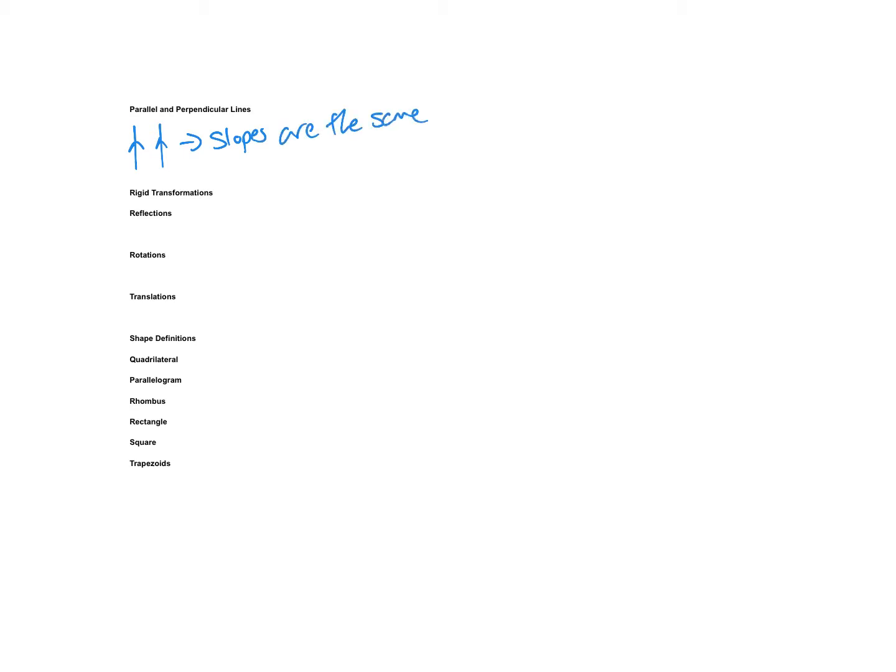And so when you take a look in an Algebra 1 class, right, you have y equals mx plus b for your lines. Well, that m would always be the same for both lines. So I could have an equation of y equals 2x plus 3 and y equals 2x minus 3, and those two would have the same slope, and so they would be parallel.